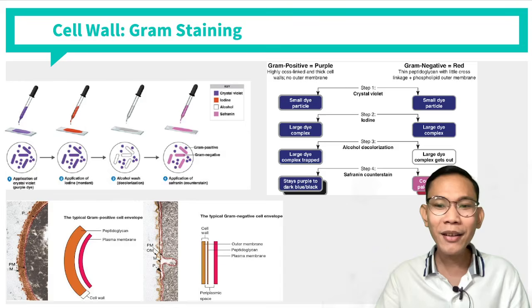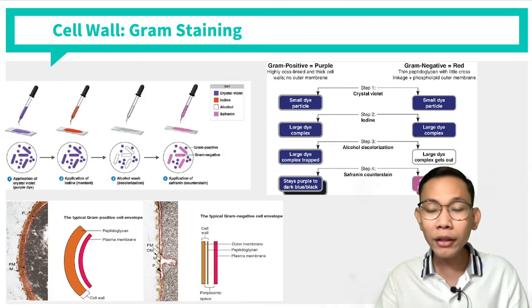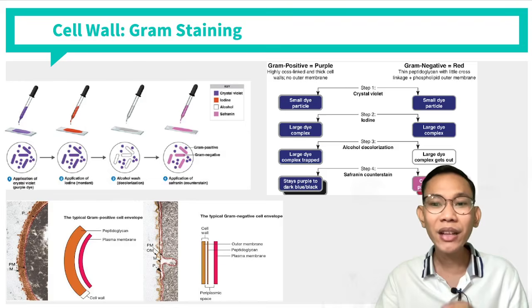So, anong nangyayari? Since na-decolorize siya, nawala ng kulay, natanggal yung complex natin, you add a color, then the counter stain pale red to red. So, the color is now red to pink. So, that's how we can identify that it is gram-negative.